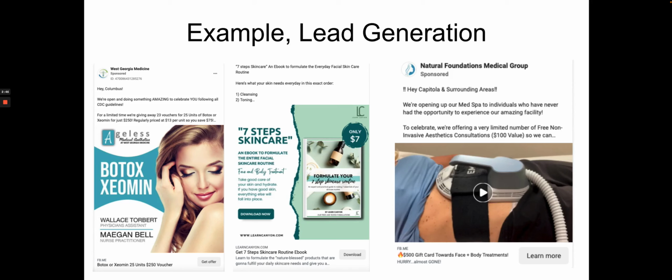So here's some great examples. These are all real life examples pulled directly from Facebook of lead generation, things that are happening right now in the aesthetic industry. These were pulled just a few days ago, and basically you can see here, this is a lead generation where they're going to give away a $250 voucher, basically to get 25 units of Xeomin or Botox.